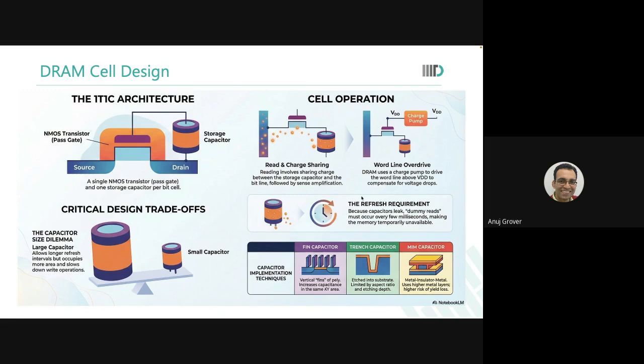What is the influence of temperature on this? As the temperature increases, sub-threshold leakage increases, right? Because there is more energy for charge carriers to jump into the conduction path and then move from one place to another.